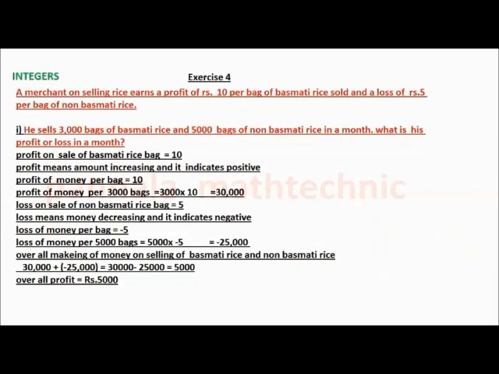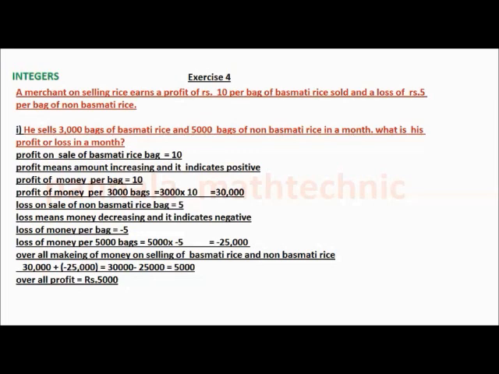Next problem. A merchant on selling rice earns a profit of rupees 10 per bag of basmati rice sold and a loss of rupees 5 per bag of non-basmati rice. He sells 3000 bags of basmati rice and 5000 bags of non-basmati rice in a month. What is his profit or loss in a month?